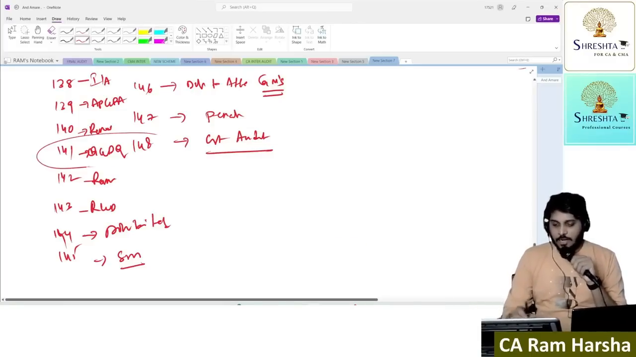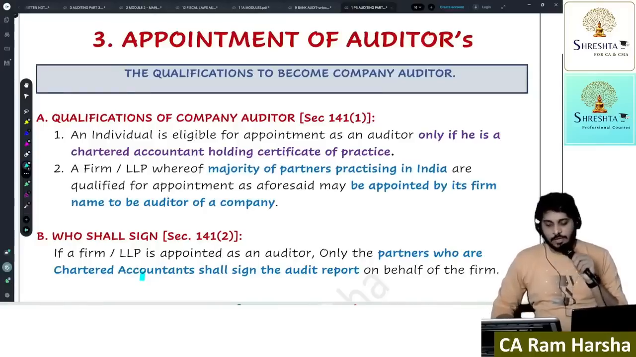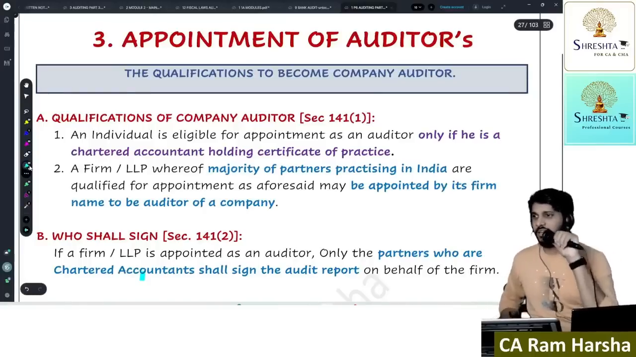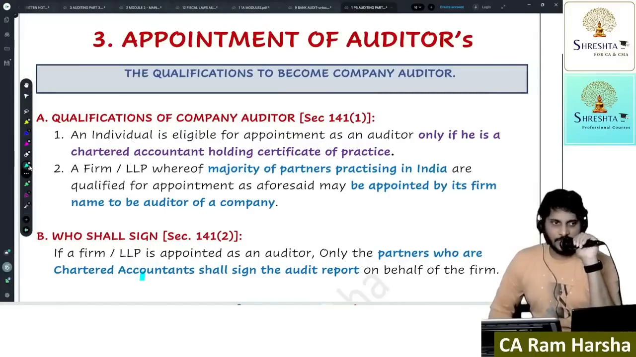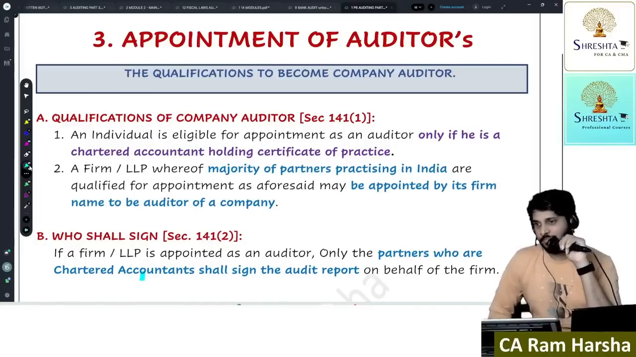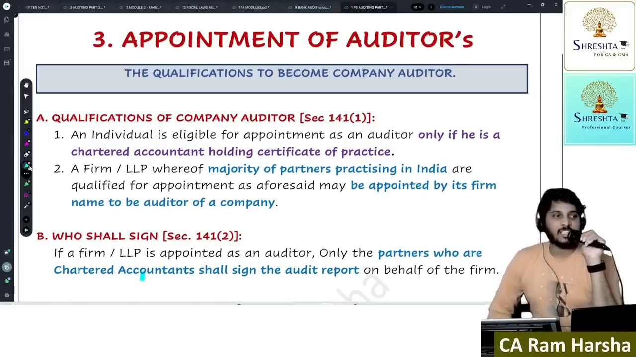Now, first we'll start with qualifications and disqualifications of an auditor. So what are they saying actually? See, once you qualify as a CA, you can either take up the practice or take up employment, or you may do some other business completely, outrightly different from CA. Now, if you decided to take up practice, first you should have a membership number. By qualifying CA final, you will not become a member. You need to obtain a membership number by paying specific fees.